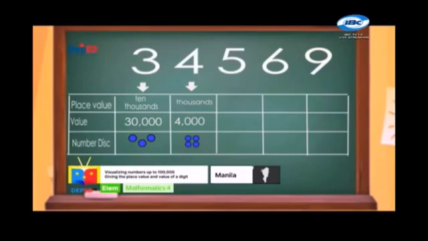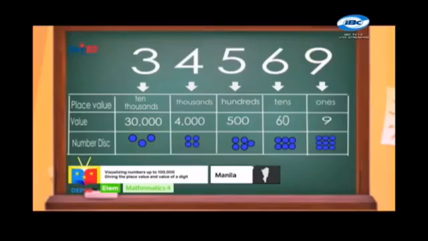Next, hundreds place is a digit of 5. Then multiply 5 to 100, so it has a value of 500. We will draw 5 discs. Tens place is a digit of 6. 6 multiplied by 10 is 60. Then we will draw 6 discs. Lastly, ones place is a digit of 9. 9 times 1 is 9. Therefore, we will draw 9 discs. We can see that there are 3 10,000s, 4,000s, 500s, 6 tens, and 9 ones. We also use discs to represent the numbers.